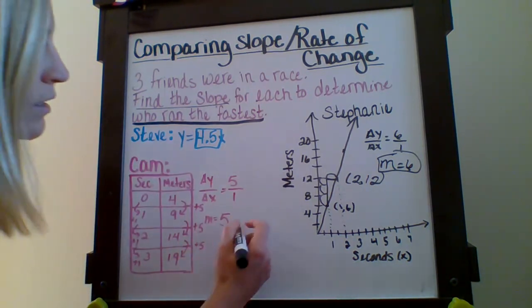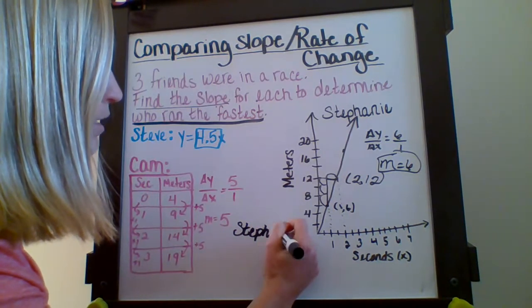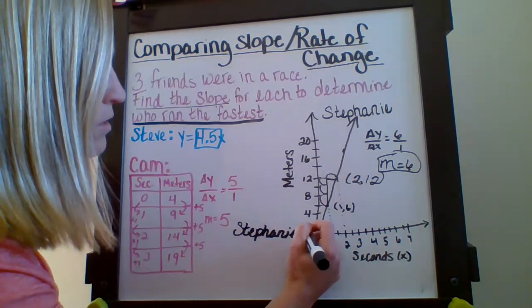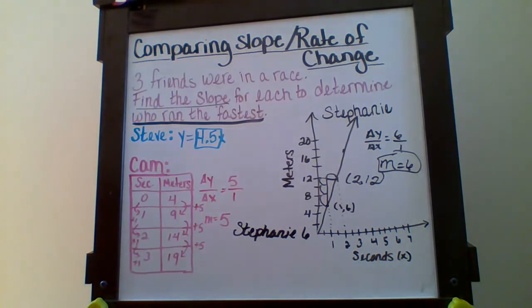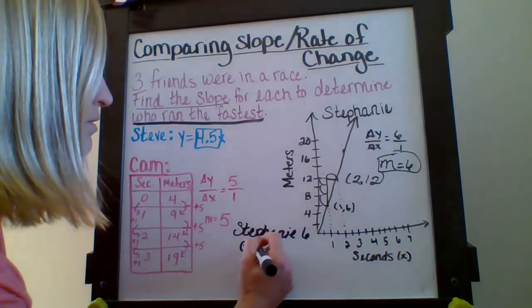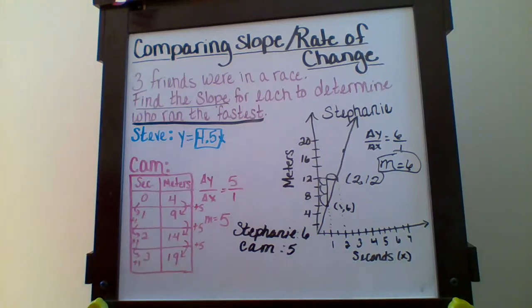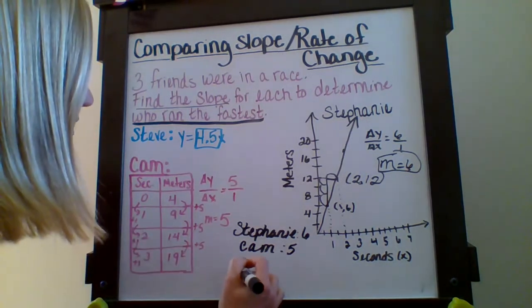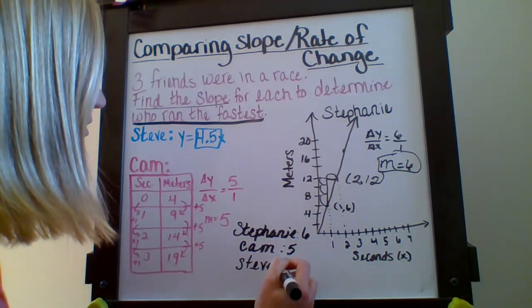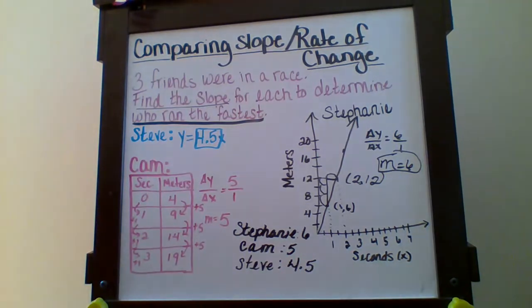So in 1 second, Stephanie ran the fastest because she went a total of 6 meters. Next, I have a 5 and a 4.5. So Cam would be the second fastest because in 1 second, he ran 5 meters. And then Steve would have come in third place because in 1 second, he ran 4.5 meters.